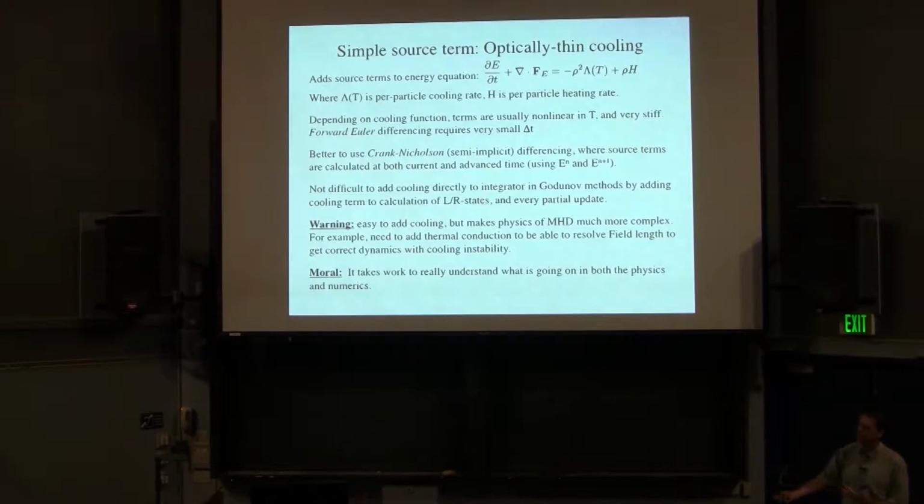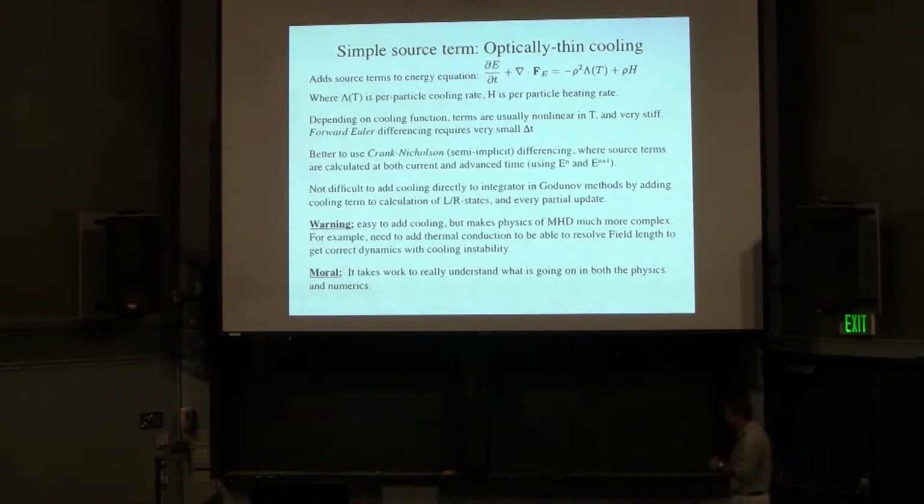You've added a new length scale, a cooling length. You've added a new time scale, a cooling time. And you better make sure you resolve those length and time scales if you're going to have an accurate solution that's not dominated by truncation error. And so sometimes it could be a lot of work to figure out how the physics has changed and what the numerical requirements will be. They could be very different than what you had before.